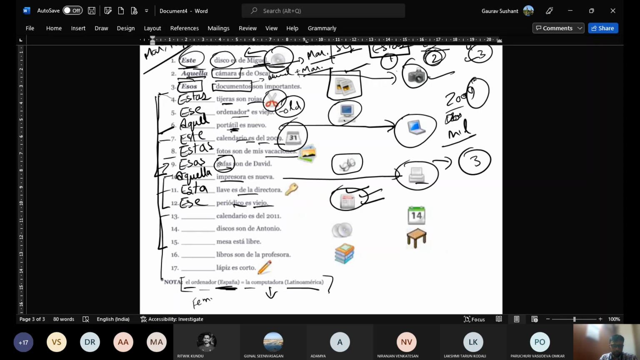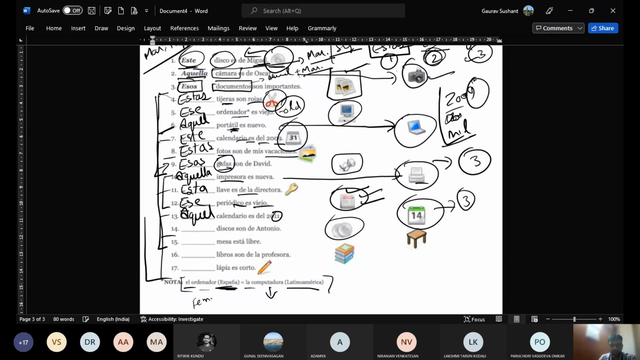Okay, let me do it then. 13, 14, and the rest I will say. So this is again calendario. But here this calendario is to the extreme right. So the third group I am using is very far from the listener and the speaker. So I should be using aquel calendario es del 2011. In the same way we will say 2011.